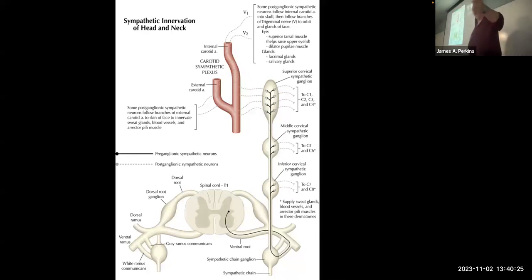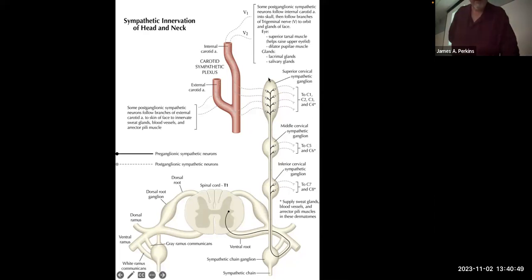these postganglionic neurons from the superior cervical sympathetic ganglion would follow C1, 2, 3, and 4, out to innervate sweat glands, erector pili muscles, and blood vessels. I'm tongue-tied today. In those four dermatomes.